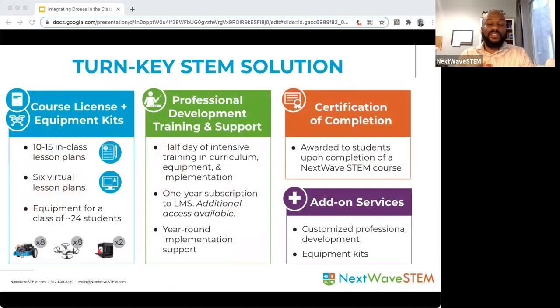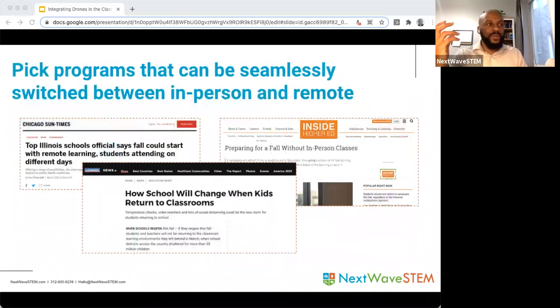And it's really designed to be turnkey. We're talking 10 to 15 lessons per course with virtual lesson plans as well, because we understand that we, at this particular time, are living in a space where our students have to be away from our physical classrooms, but we have solutions that work both in person and remote for learning. The equipment is available once again, and we are providing customized professional development, additional equipment, and certification for course completion as well. The goal is to provide you solutions that work really well in person and remotely so that you can get your students right into that pipeline where they can get into these industries and really affect real world change.